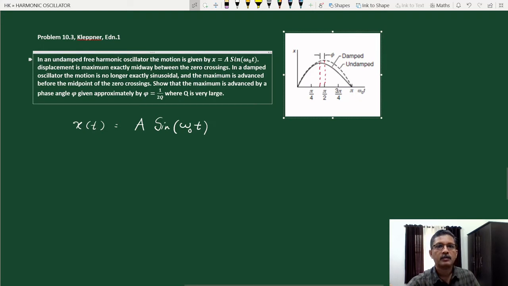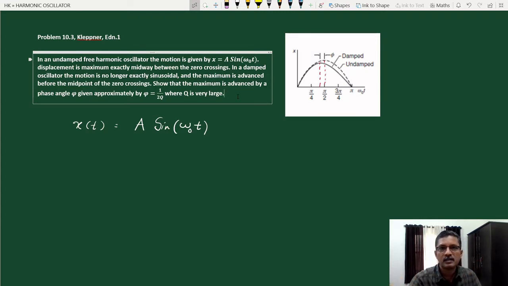But coming back to the question, in a damped oscillator, the motion is no longer exactly sinusoidal. We know that in a damped oscillator, the amplitude will not be constant, it will be exponentially decreasing. In a damped oscillator there are three situations: underdamped, overdamped and critically damped. In the underdamped case, there will be oscillations. But these oscillations are not exactly sinusoidal because the amplitude is no longer constant. The amplitude will be exponentially decreasing.